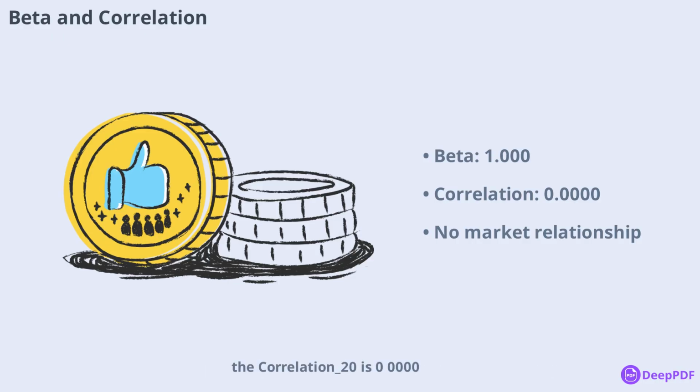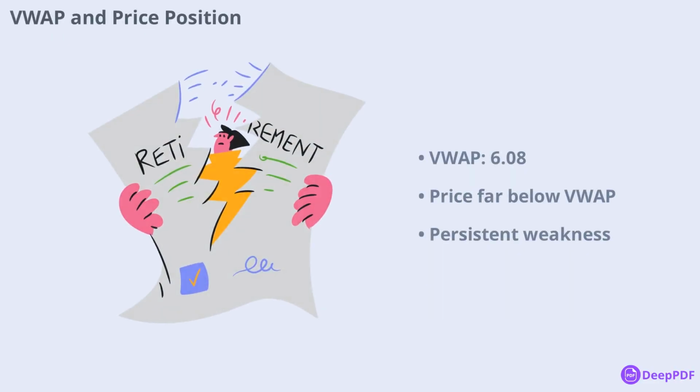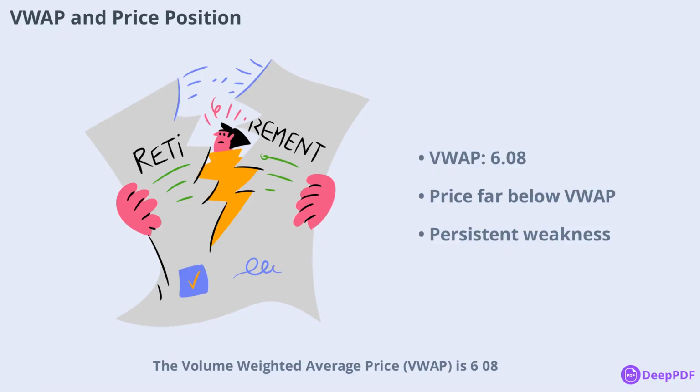However, the correlation 20 is 0, suggesting no meaningful relationship with the market over the last 20 days. This disconnect is common in illiquid stocks. The volume-weighted average price, VWAP, is 6.08, far above the current price. The VWAP diff percentage is minus 100, showing that the stock is trading well below its average price. This is another sign of persistent weakness and lack of buying interest.